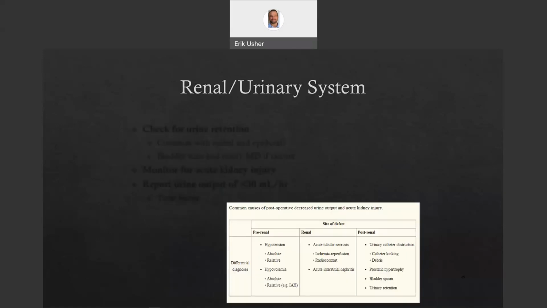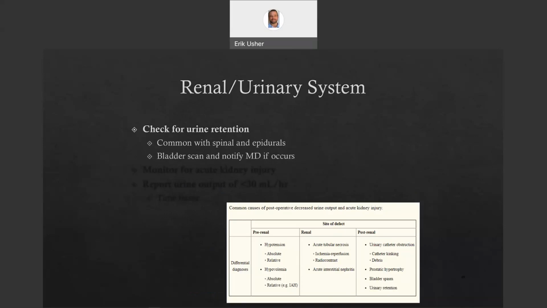We also look at the renal and urinary system. We want to check for urinary retention, which is common with spinal and epidurals. So we get a bladder scan and notify the doctor if it occurs. We may have to intervene and catheterize that patient.